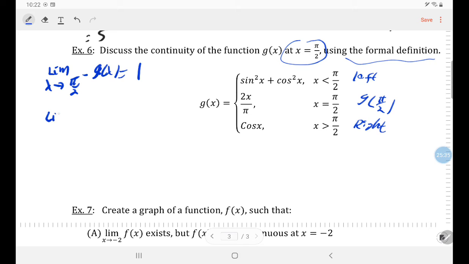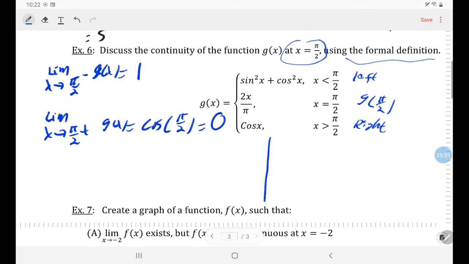My limit as x approaches pi over 2 from the right of g of x is cosine of x, or cosine of pi over 2. Now, I'm hoping you're pretty good at your unit circle. I know that's 0. If you don't, there's a couple of ways you can do this. You can go this route.